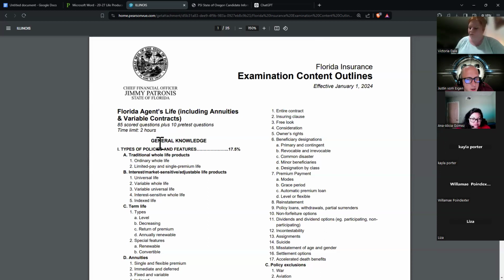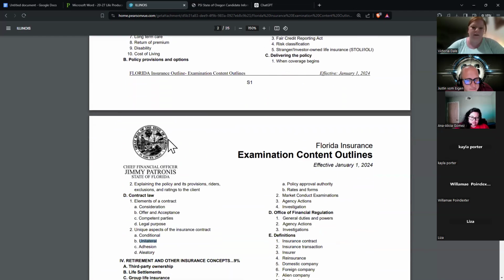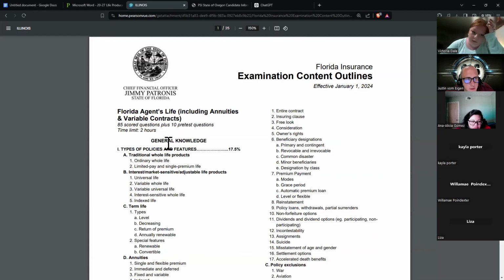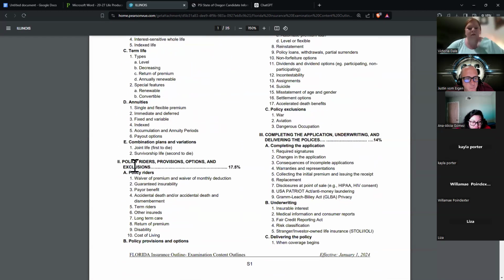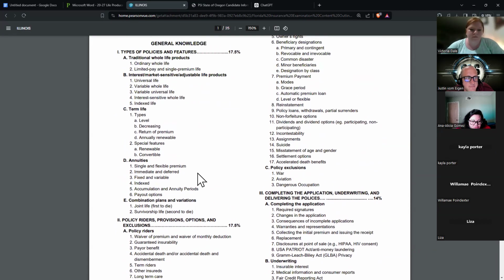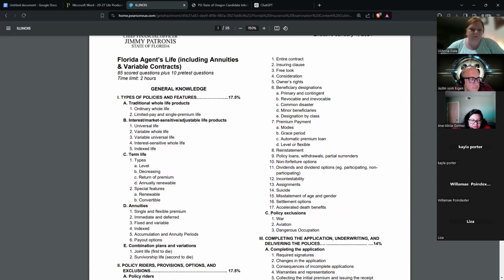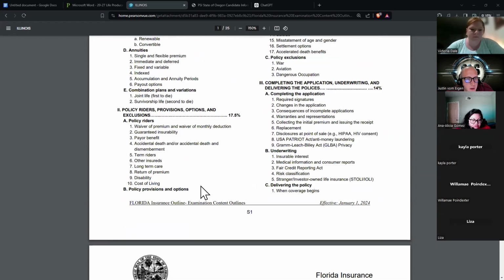Any questions? What do you guys want to cover next? Which section? We can cover the policy types or the riders, provisions, options, and exclusions. Probably the provisions. Okay, cool. So, waiver of premium. We're going to talk about the policy riders here.